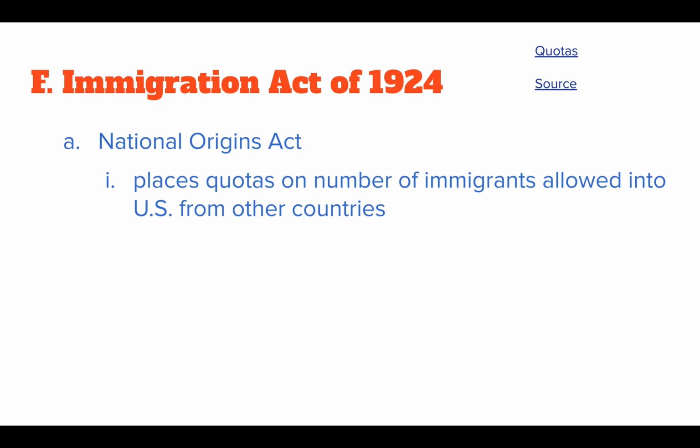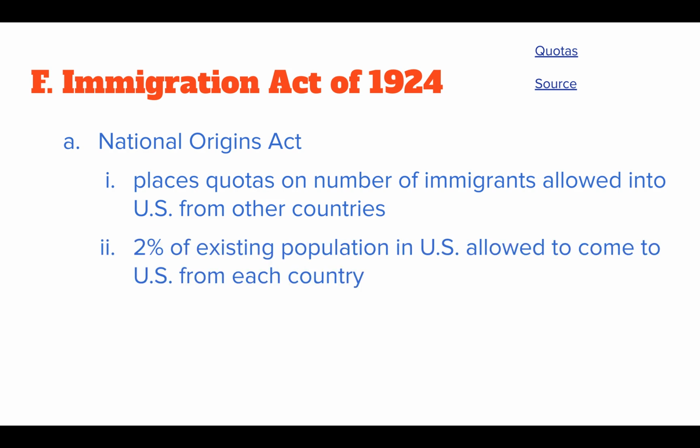Once again, we see the United States pinpointing people from Asia and not wanting immigration from those countries. The Immigration Act of 1924 is also called the National Origins Act, and this places quotas on the number of immigrants allowed into the United States from other countries. It said that 2% of an existing population in the United States was allowed to come into the U.S. from each country, and I believe that was every year. So for example, if there were 100 people from Trinidad living in the United States, 2 people would be allowed in each year. This was based on the census as of 1890. They used the 1890 census to set the bar for how many immigrants were living in the country in order to set up the quotas.